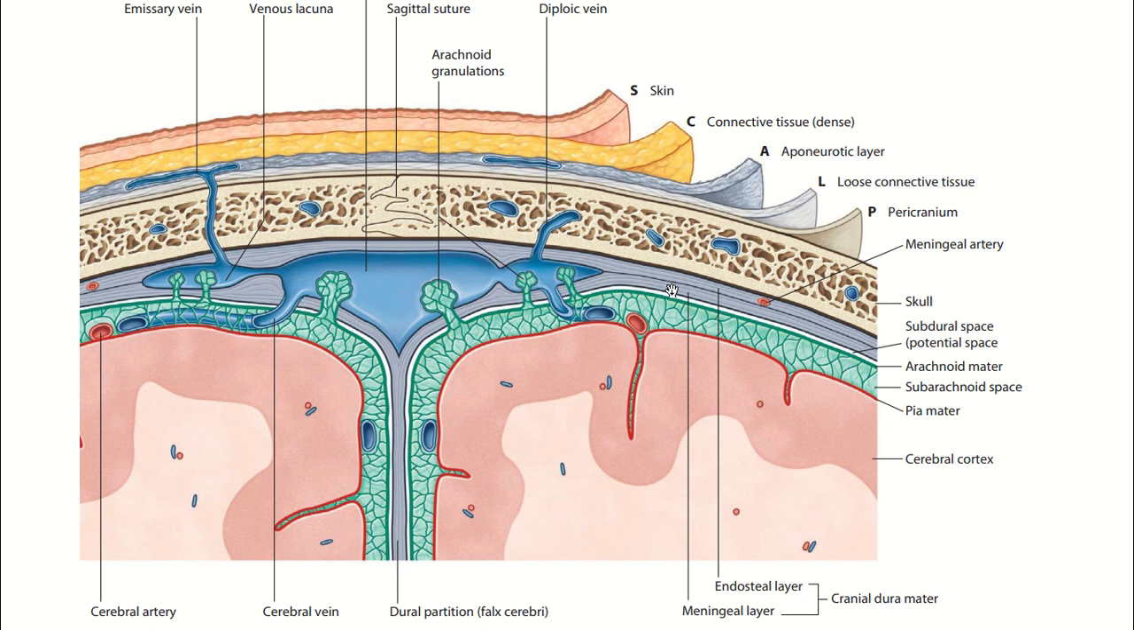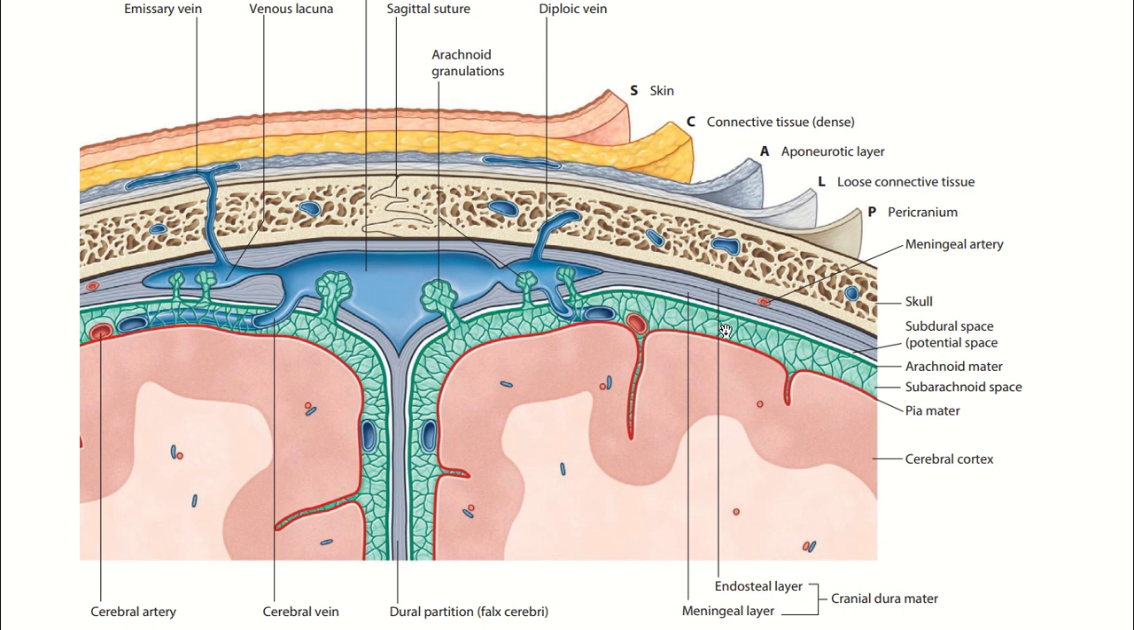So you're going to have the three main layers. You have what you call pia mater. The pia mater is going to be highly vascularized, and it is firmly adherent to the brain surface, and it is continuous with the brain contours. You can see this red layer. That's your pia mater.